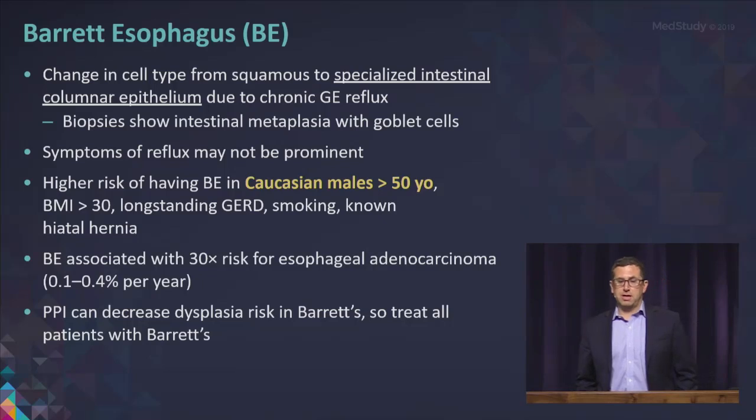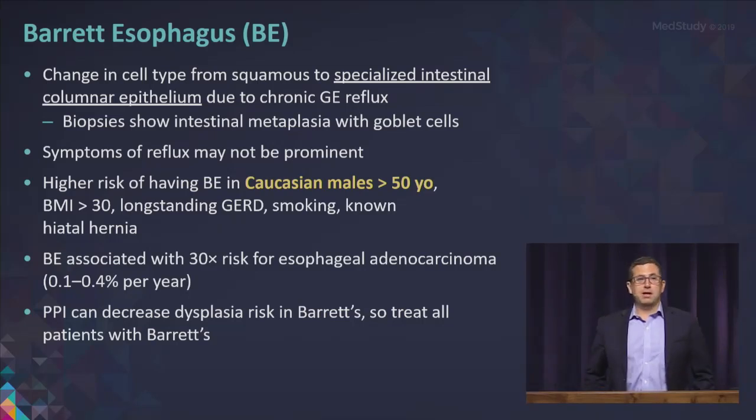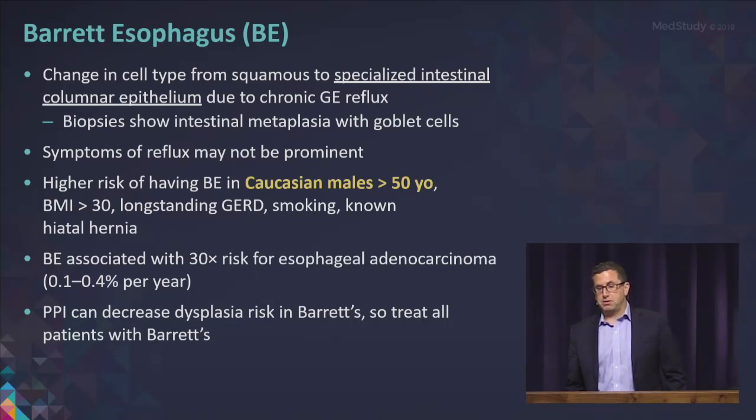This is a change in the cell type in the lower esophagus at the GE junction from squamous, which is normally present, to specialized intestinal columnar epithelium. What that means is that when you look at it under the microscope, it shows intestinal metaplasia with goblet cells. Goblet cells are the tip-off that Barrett's is present. Importantly, a lot of patients may not have any symptoms of GERD, so you may be doing an EGD for a different reason and just happen to find Barrett's. There's a higher risk, however, of having Barrett's in Caucasian males greater than 50, BMI greater than 30, long-standing GERD, smoking, and a known hiatal hernia.